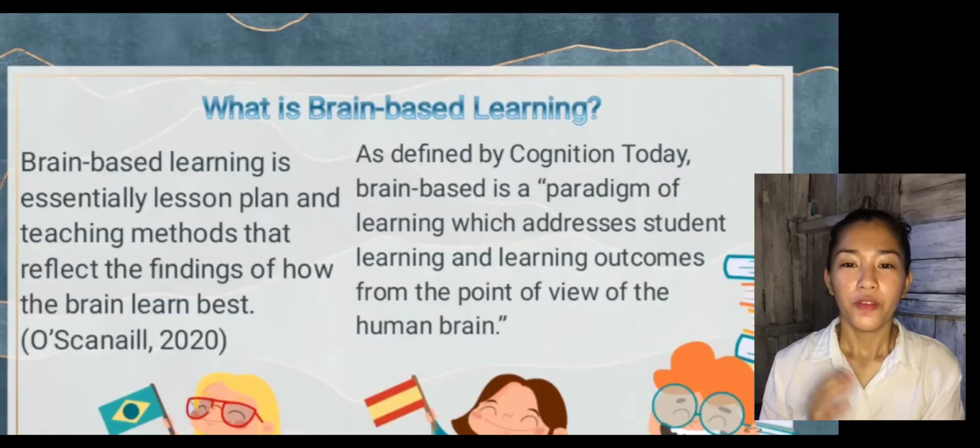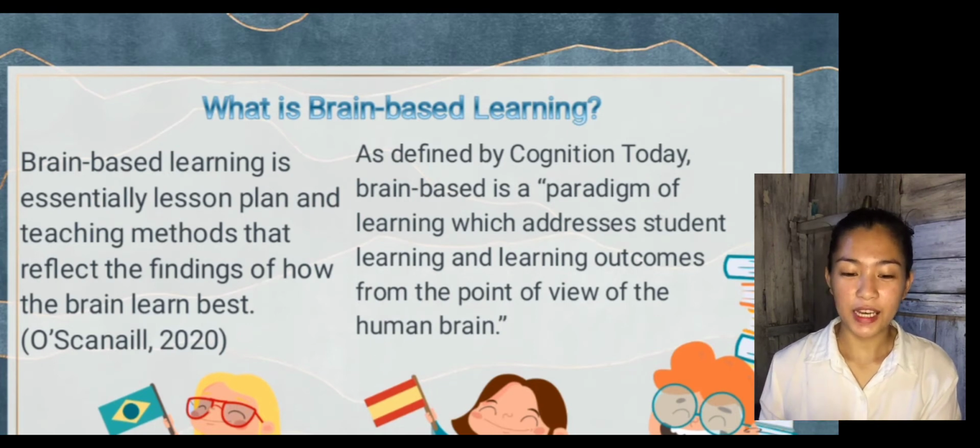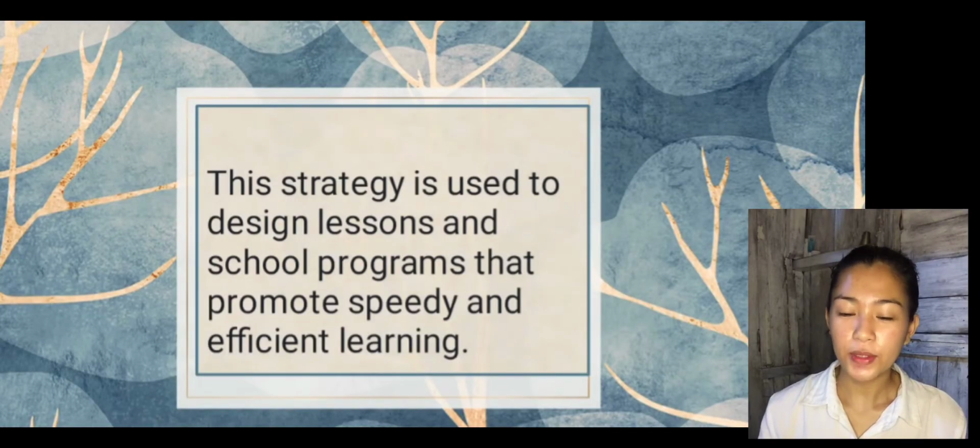We will be reporting on brain-based learning. First, we will define what brain-based learning is. According to Oskaniel 2020, brain-based learning is essentially lesson plans and teaching methods that reflect the findings of how the brain learns best. As defined by Cognition Today, brain-based learning is a paradigm of learning which addresses students' learning and learning outcomes from the point of view of the human brain. This strategy is used to design lessons and school programs that promote speedy and efficient learning.